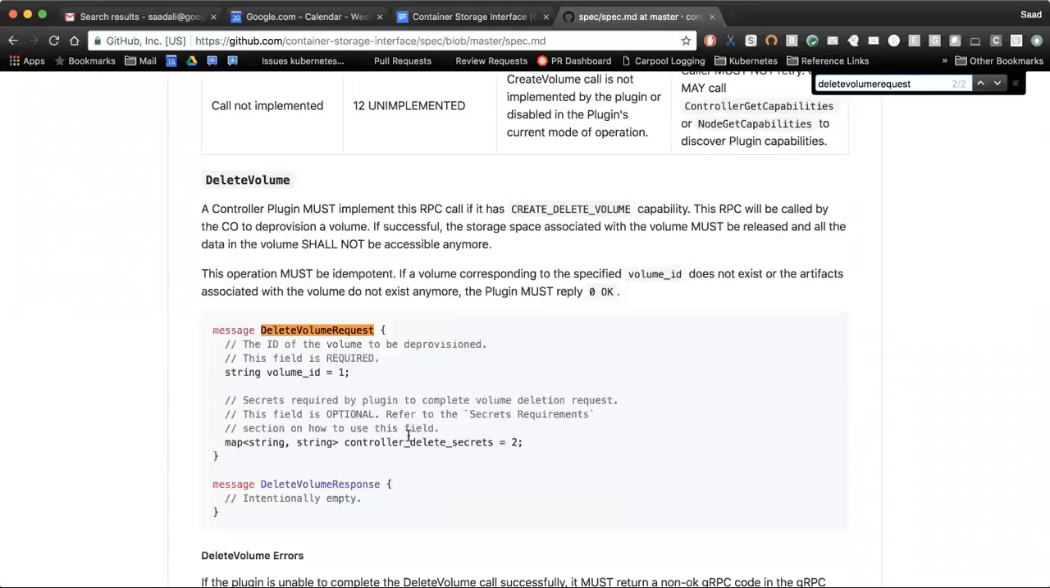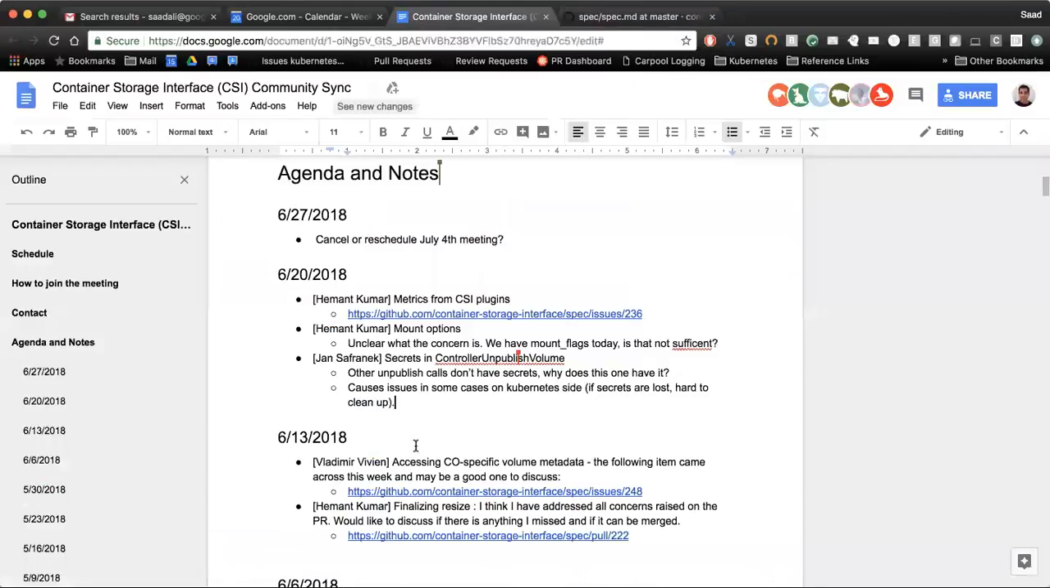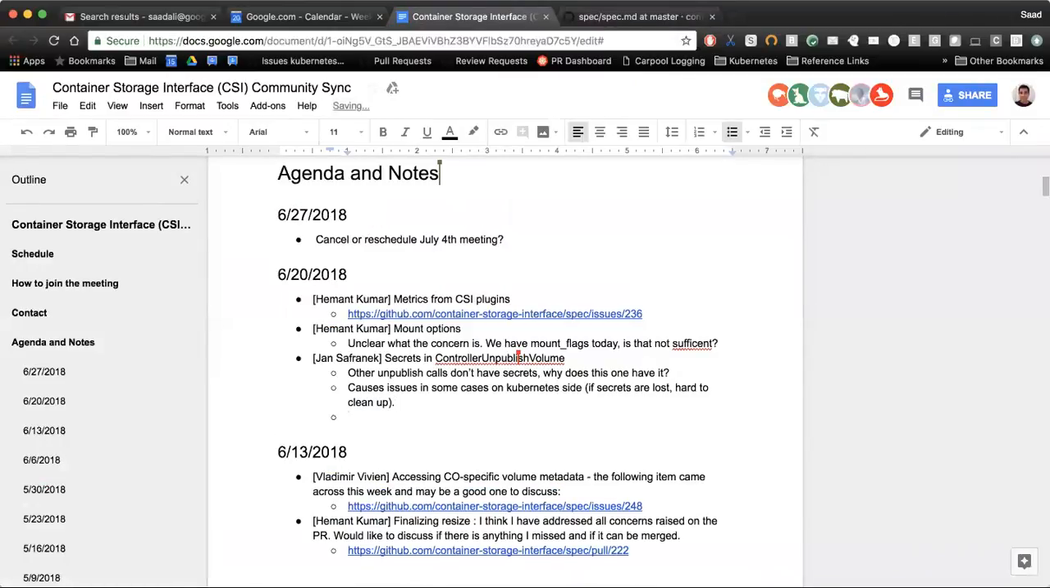Yeah, my reasoning for removing is that the credentials are there to validate the identity of the user who wants to attach the volume or controller publish the volume. But once the user is allowed to attach it, then why do we need to check it again for detaching?